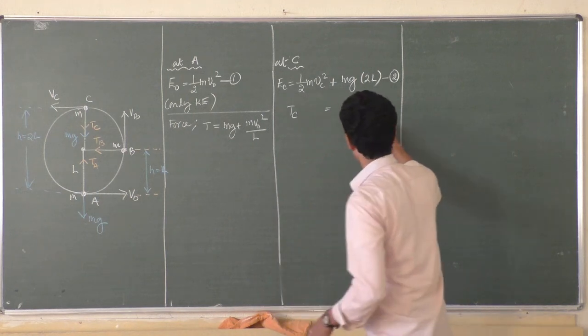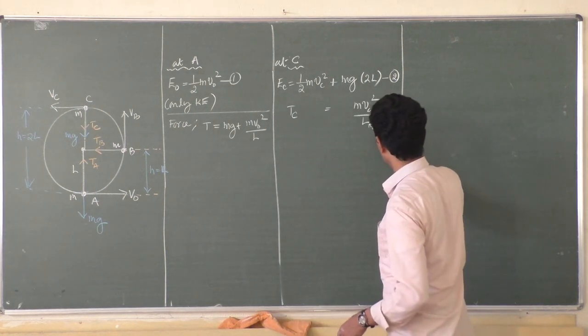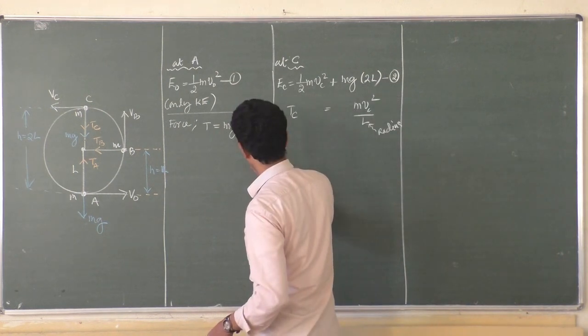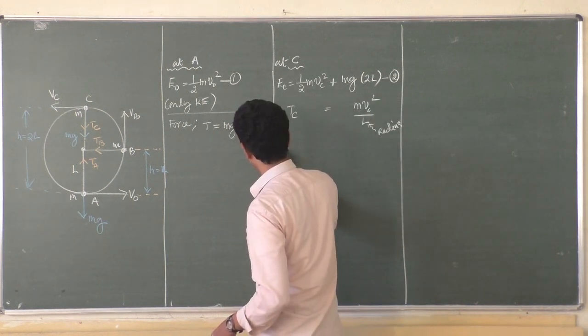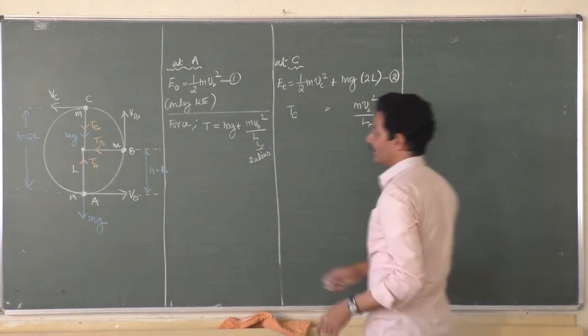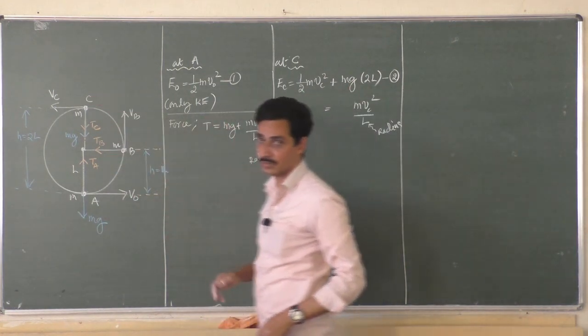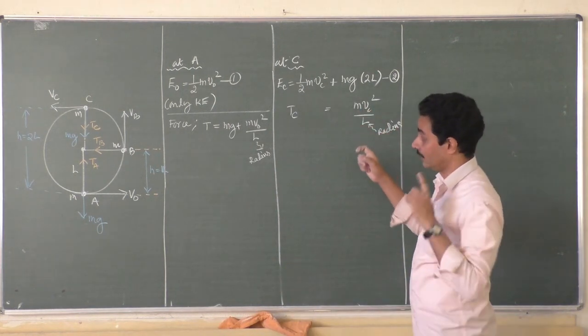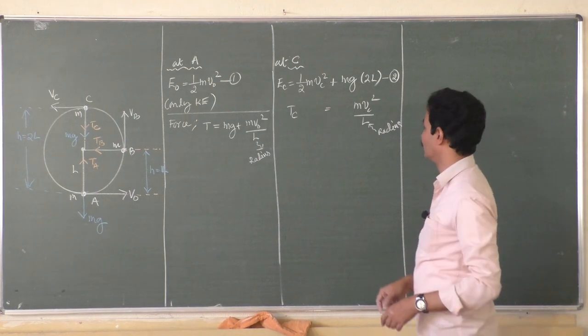Here it should be the radius, right? This is not 2L, it should be the radius. Here also it is radius. Hope you can follow this. When you compute the potential energy at C, it is mg times 2L, since the height is 2L. Here it is mv squared by r, the radius. So the centripetal force at the top is mv squared by r.